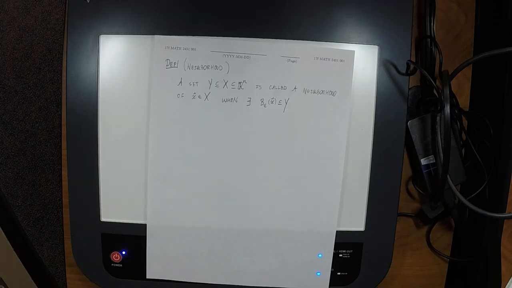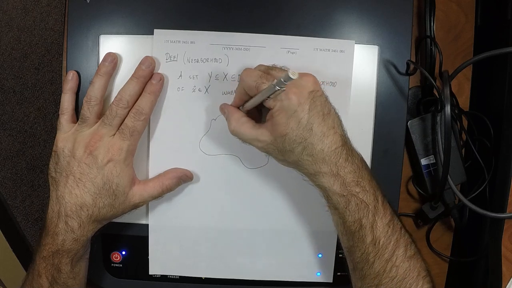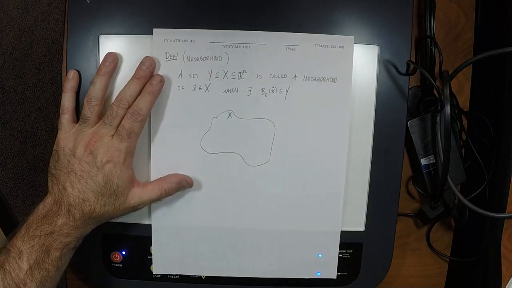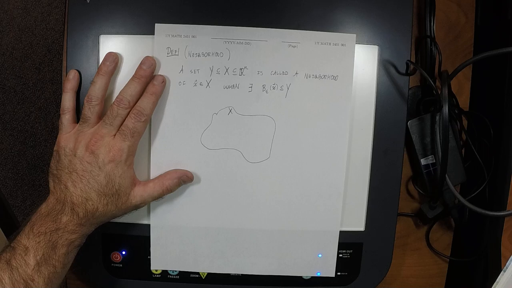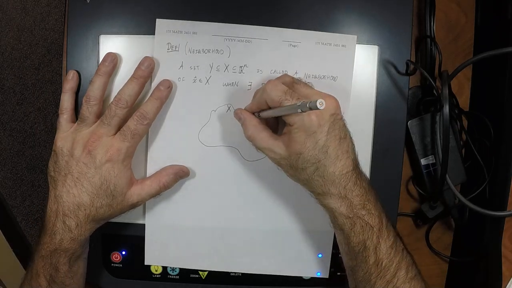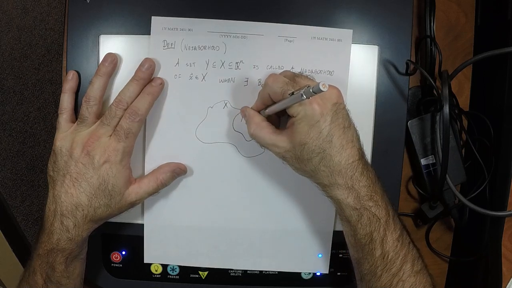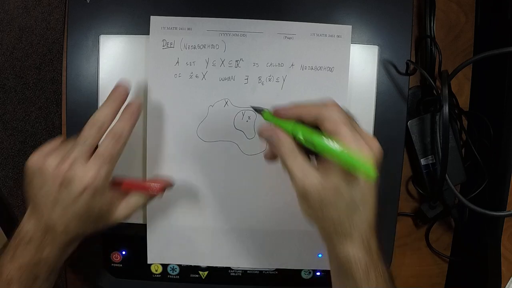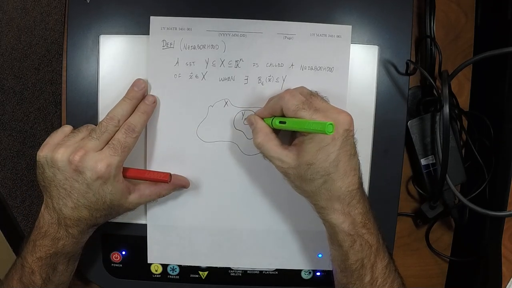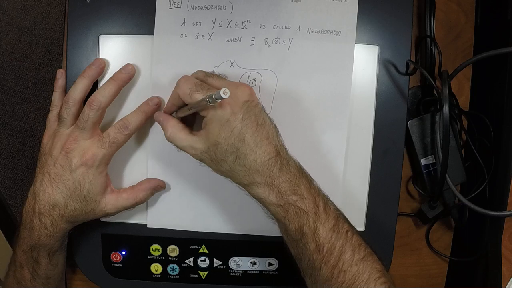So let's draw this out, because that's a bit interesting. X can be anything, open, closed, whatever. So this is set X. And then set Y is sitting inside of here. And point x is sitting inside of Y. So what must be true? You can put a ball around x. That's a strange definition. Okay. Definition.